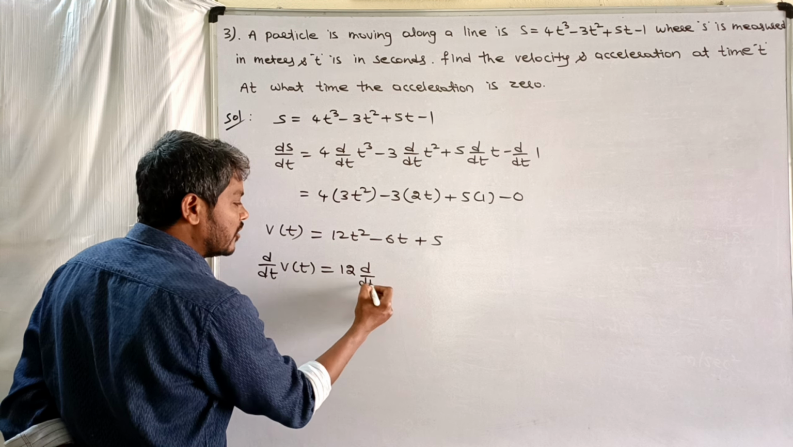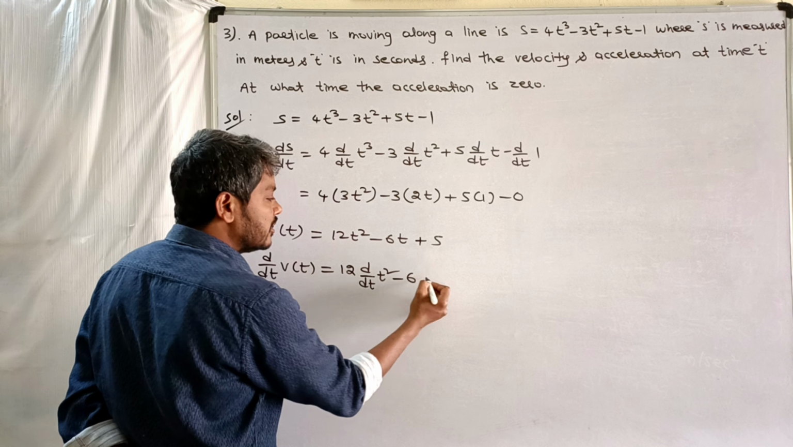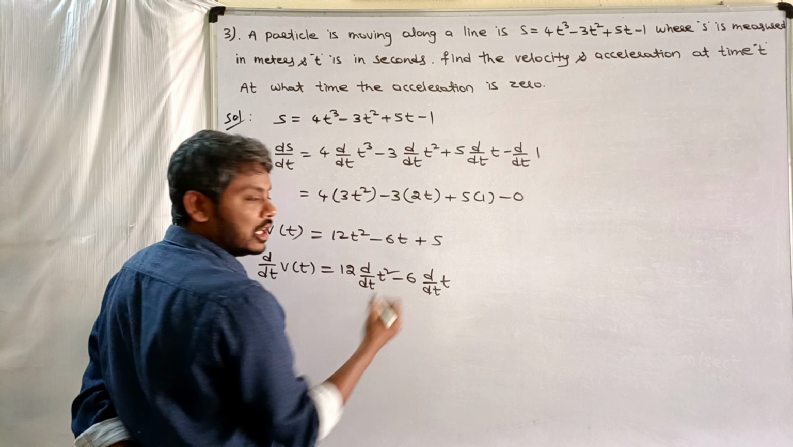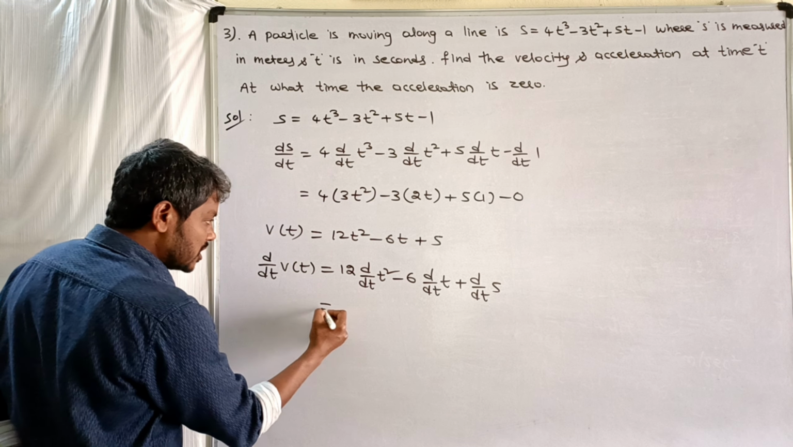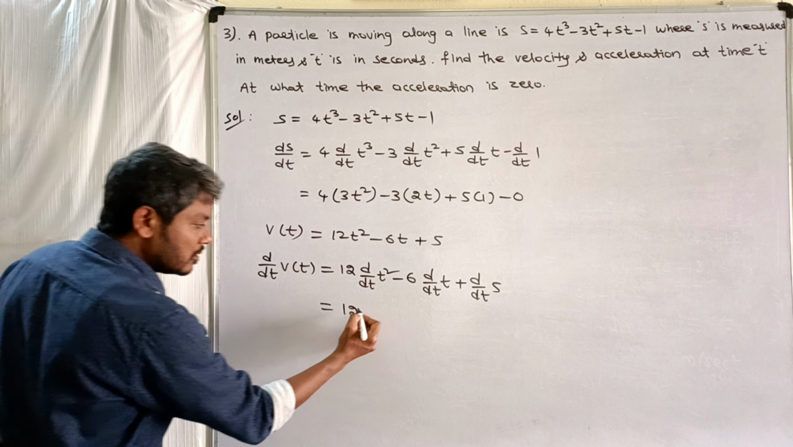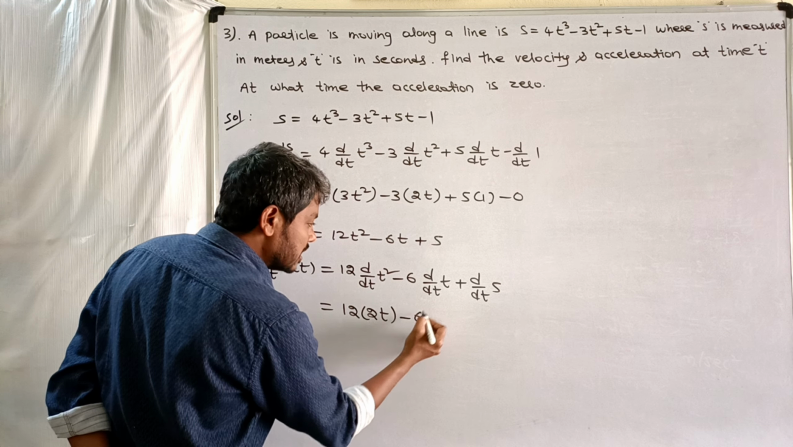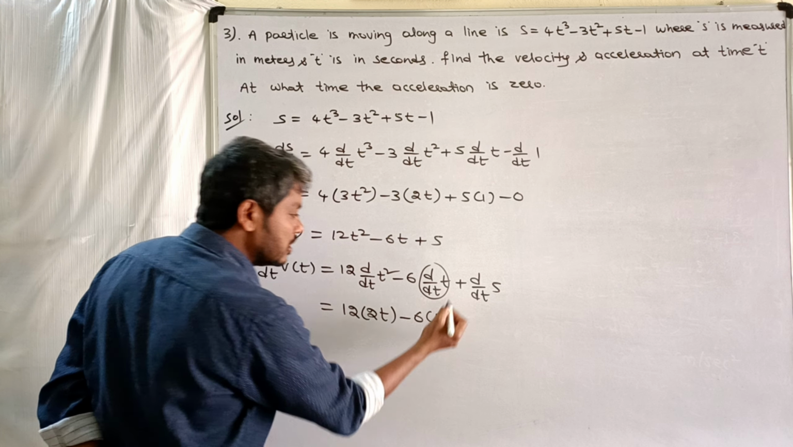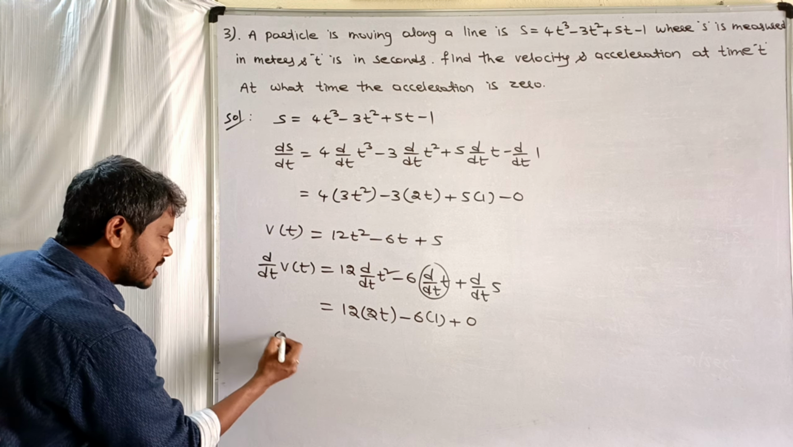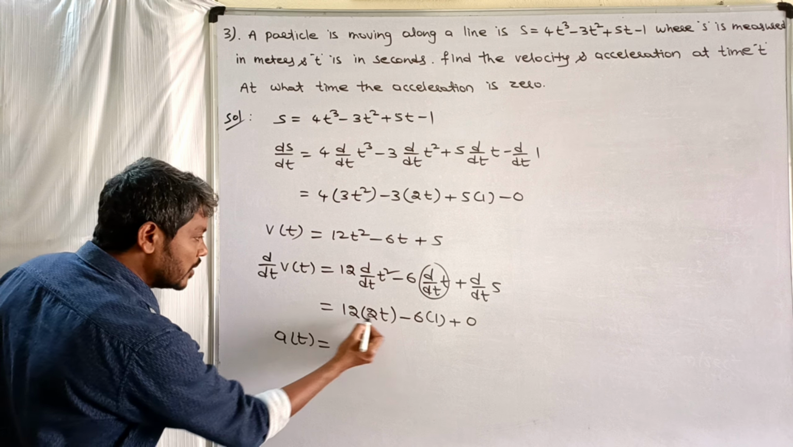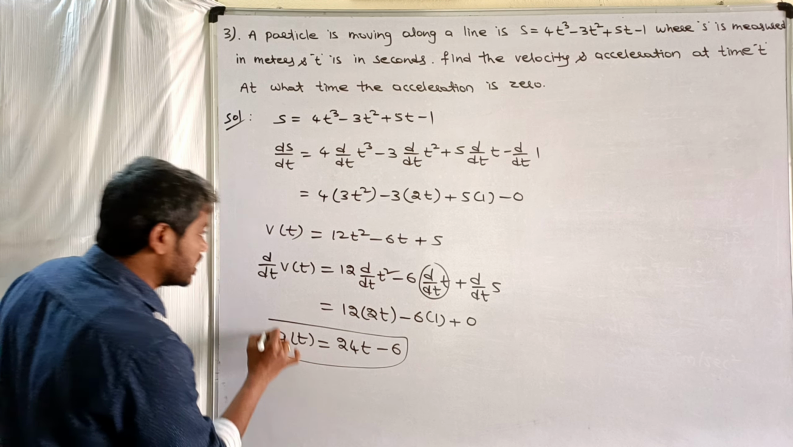D by dt of the function. What is the function? t square minus 6 into d by dt of the variable t, plus d by dt of 5. So that is 12 into derivative of t square, 2 into t power 2 minus 1, that is 2t, minus 6 into derivative of t, that is 1. Derivative of constant, we know, is 0. Now what is the acceleration? A of t equals 12 into 2, 24t minus 6. This is the acceleration function.